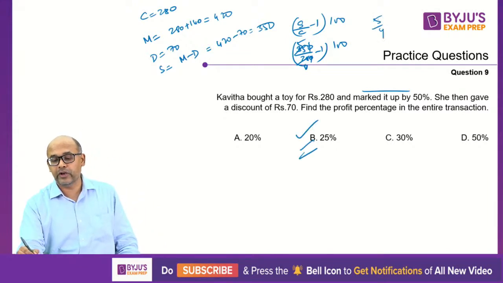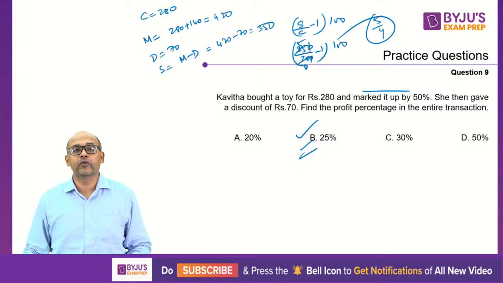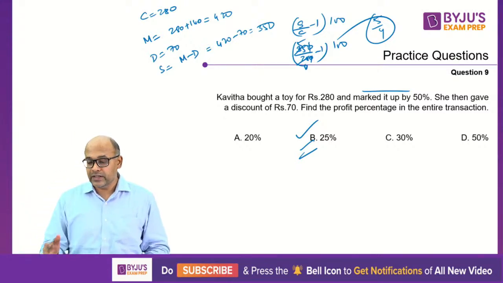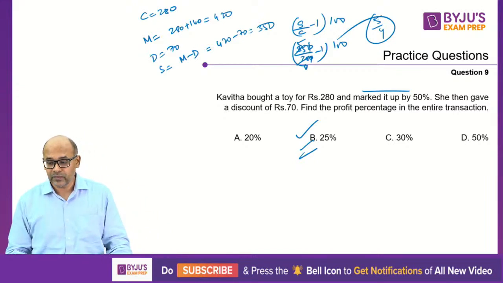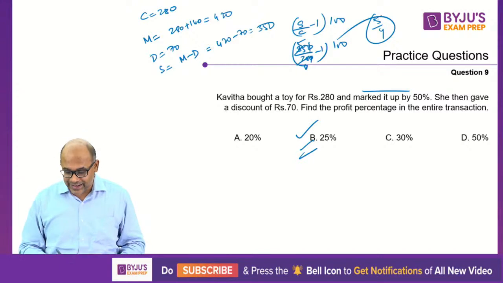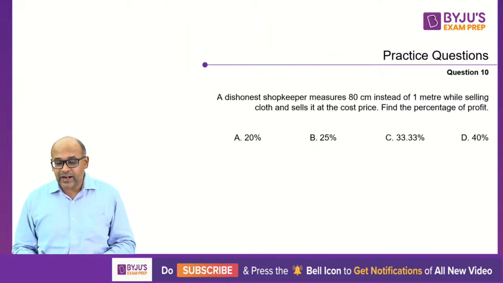So 5 by 4, we already know fractional form. 5 by 4 is 25% increase. 25% increase is 25% profit. That's your option B. Okay. So Tarun, your habit hasn't gone away. It's still going on. That's okay. Let's go ahead. Next question.